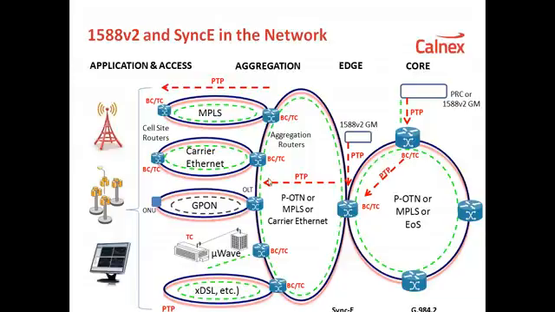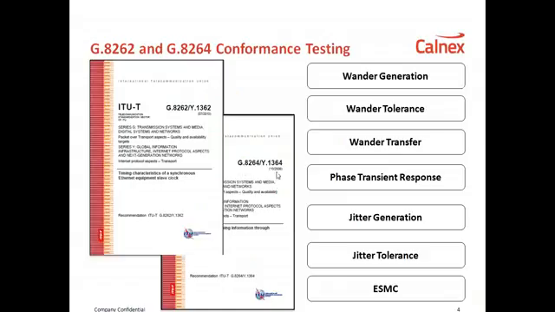The testing and deployment and performance of SyncE is specified by two primary ITU-T recommendations. The G.8262 recommendation specifies the performance of a synchronous Ethernet clock known as an EEC, an Ethernet equipment clock. So the EEC performance, meaning the synchronization performance of each node, is specified within G.8262. G.8264 then specifies how these nodes are then deployed and managed throughout the network.